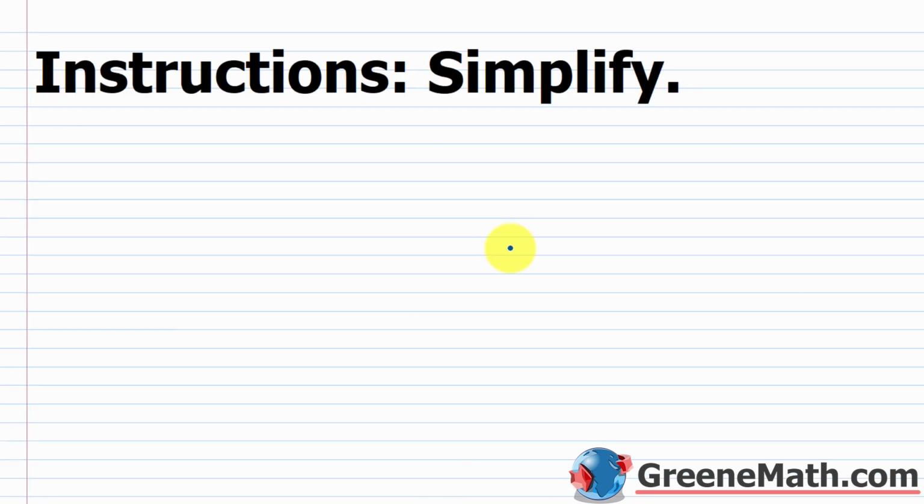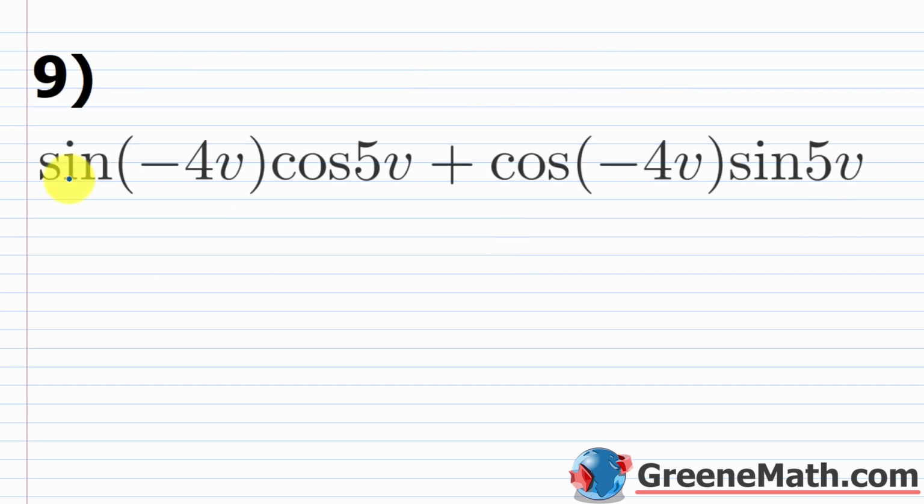All right, for the next few problems, we're just asked for the instructions to simplify. And for problem 9, we have the sine of negative 4v times the cosine of 5v plus the cosine of negative 4v times the sine of 5v. So again, we have a similar problem to the previous two, but it's a little bit different because we're just going to simplify here. So let me put equals.